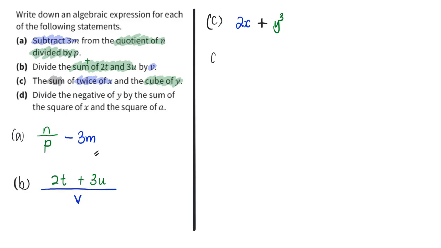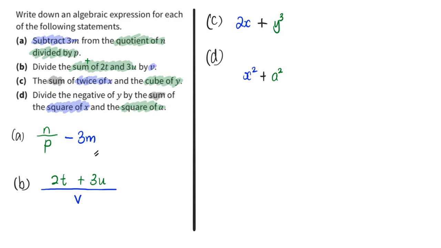For part D, divide the negative of y by the sum of the square of x and the square of a. So I must first look at the square of x, which is x squared. The square of a is a squared. And because they want the sum, I must add them up.